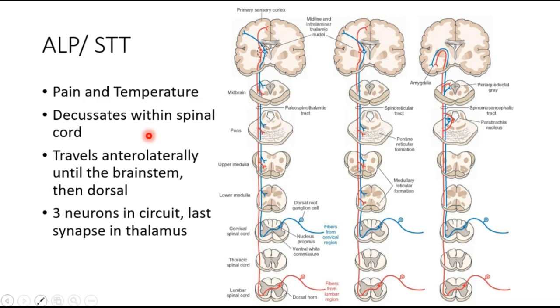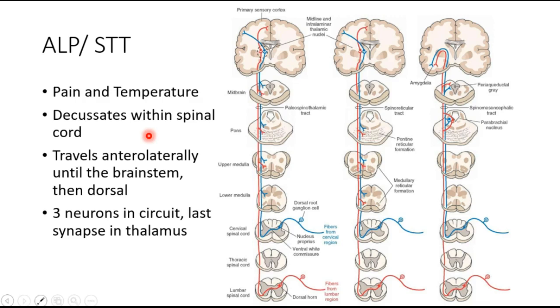That's your thalamus. It's going to synapse in your thalamus, and now you've got your tertiary, or third order, neuron. So there are three neurons in this circuit. This was your first neuron. It came from your hand. Its cell body was in the dorsal root ganglion.